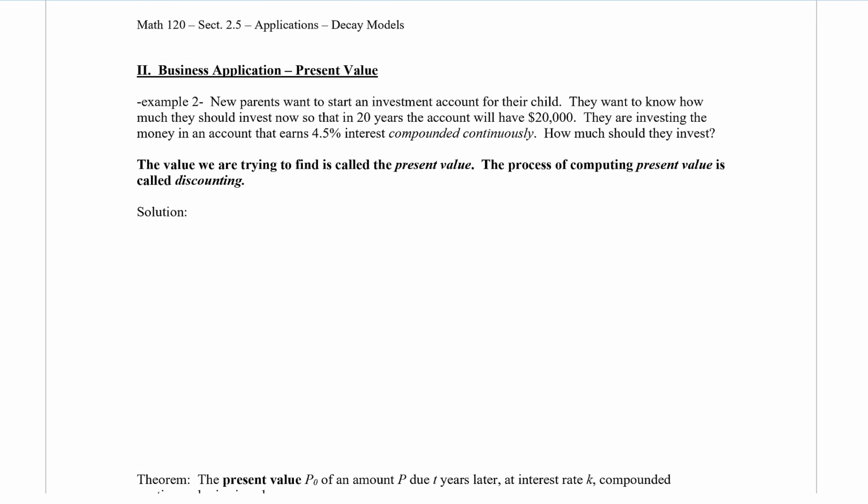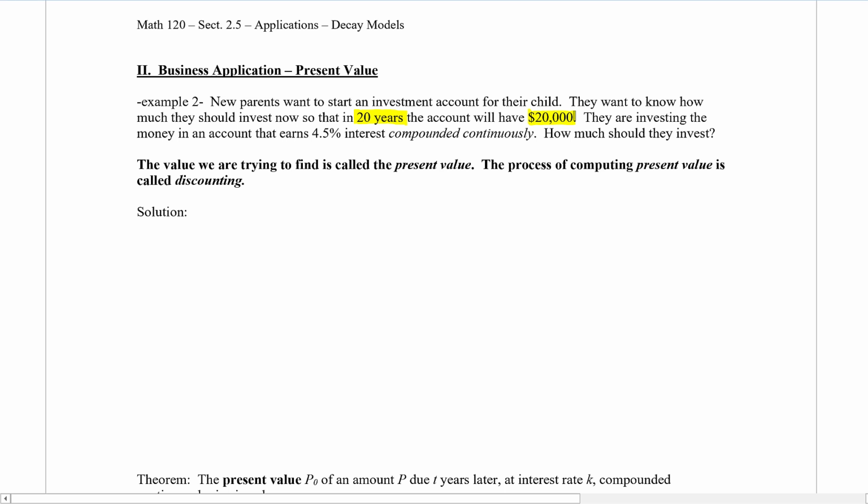Two, business application, present value. Example 2. New parents want to start an investment account for their child. They want to know how much they should invest now so that in 20 years the account will have $20,000. They are investing the money in an account that earns 4.5% interest compounded continuously. How much should they invest?